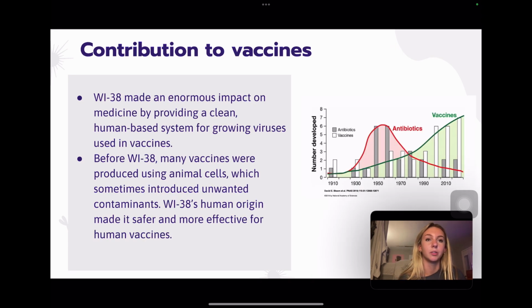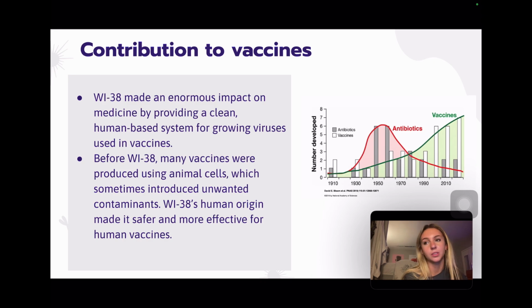Next, it contributed largely to vaccines. So WI38 made an enormous impact on medicine by providing a clean, human-based system for growing viruses used in vaccines. Before WI38, many vaccines were produced using animal cells, which sometimes introduced unwanted contaminants. WI38's human origin made it safer and more effective for human vaccines.